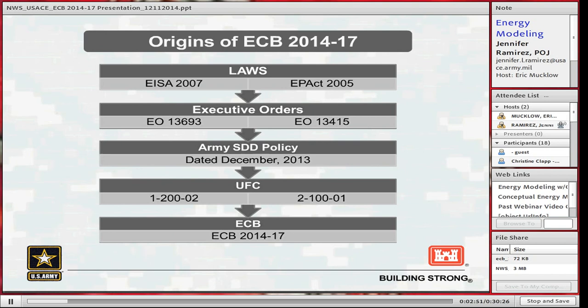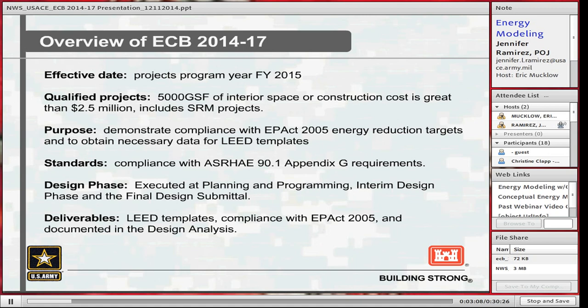Leading up to the publication of the ECB 2014-17, several laws and policies were enacted. This ECB provides a methodology to encouraging compliance with the requirements set forth by the policies and laws as listed in this slide. Now we're going to look at the ECB and what it requires. The effective date of the ECB 2014-17 is for projects FY15 and beyond. Hopefully your design teams are already implementing these requirements, which we will be discussing in more detail shortly.